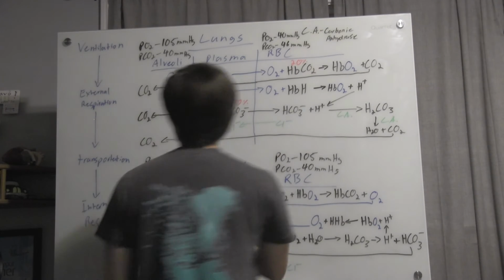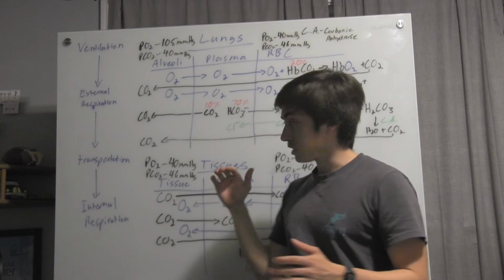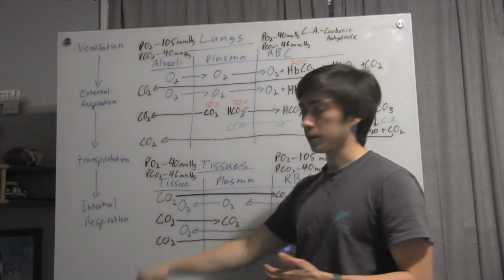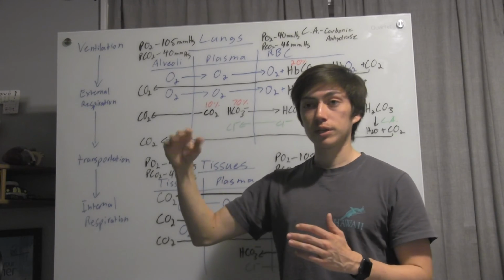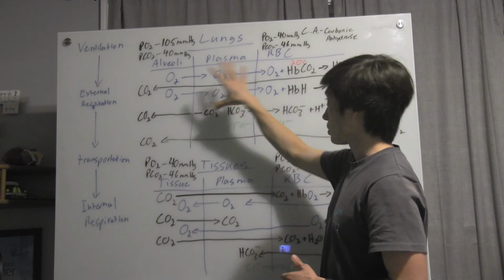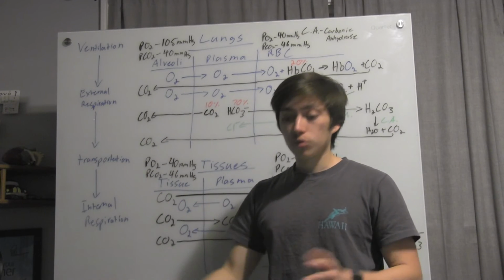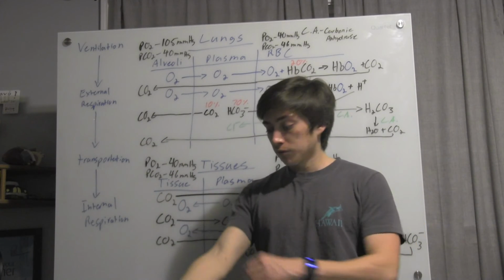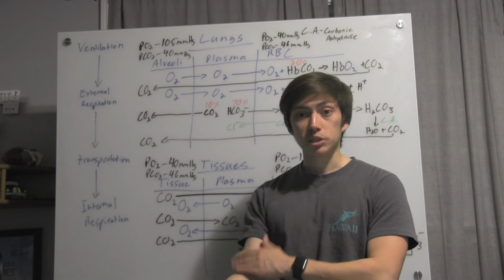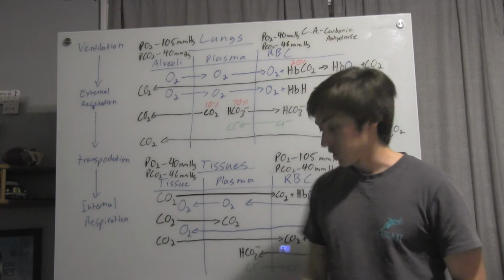So now, we're going to move down to transportation. Transportation is just the movement of CO2 and oxygen through the blood. So you can imagine it traveling from the lung capillaries, where the external respiration was happening, all the way to whatever other part of your body. For example, let's say my arm. It reaches my arm. Now what's happening? Now we need to exchange with the tissues that are located in my arm. So now we're going to do what's known as internal respiration.